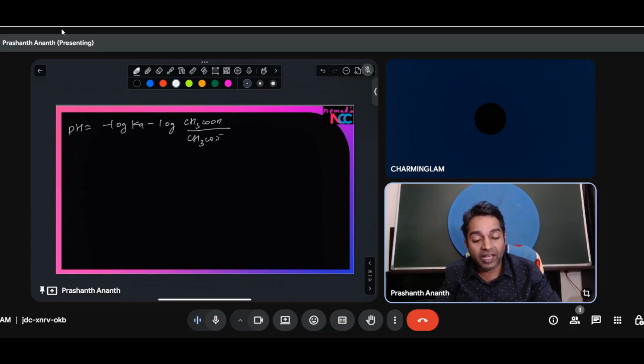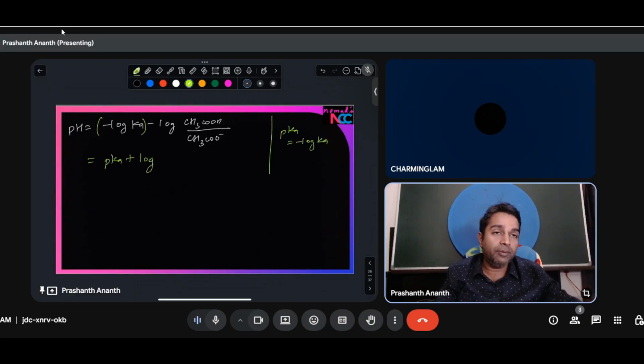Obviously having too many negatives is not nice in an equation. It's easier to remember plus in our brains. And this minus log Ka is nothing but pKa. So pKa is written as minus log of Ka. So we can write this as pKa plus log of, so log of A by B is going to be minus of log of B by A.